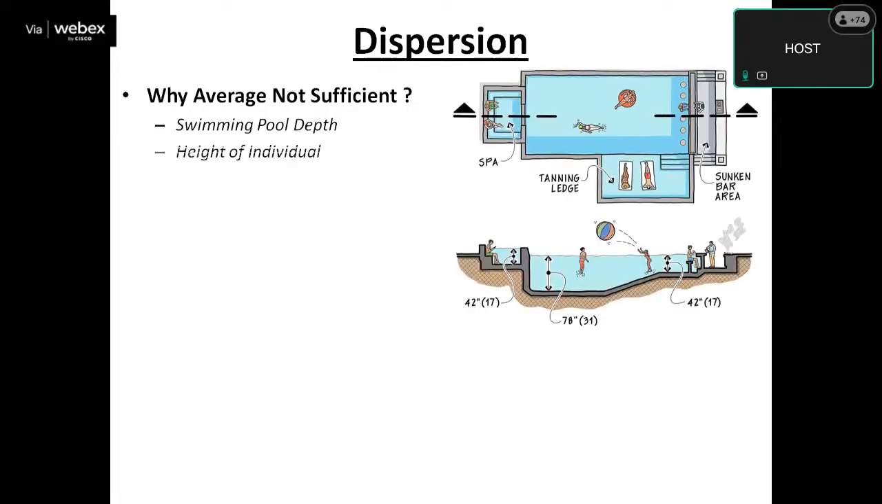Now we have measured the central value, but the central value, that is the average, is not sufficient. Why? Because if you are a person who does not know swimming and your height is 5 feet, and the average depth of the swimming pool is 4 feet 5 inches, but the shallowest depth of the swimming pool is 3 feet and the highest depth is 9 feet, and if you go to the place where there is 9 feet depth, you will drown. So you should know the dispersion of it.